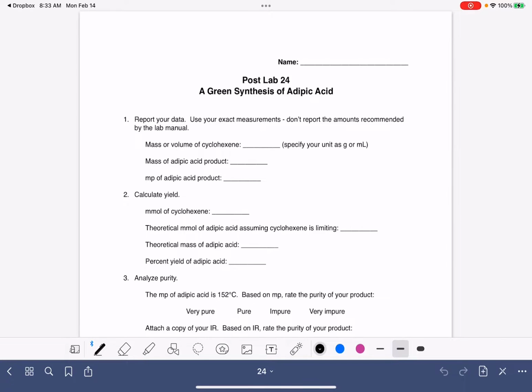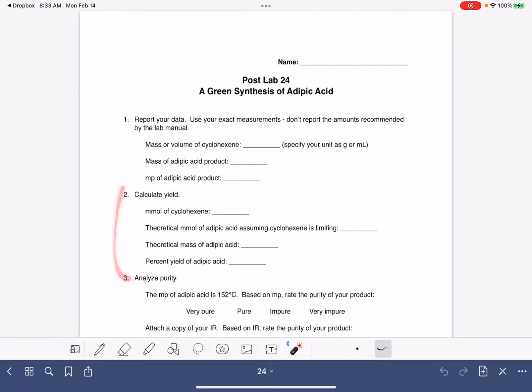I'm going to give you some tips for post-lab 24, a green synthesis of adipic acid. The first question, you're just reporting your data from the lab. Cyclohexene could be measured either by its mass or by its volume, so make sure that you specify which units you're using when you report how much cyclohexene you started with. Your product and then your melting point of your product gets reported here.